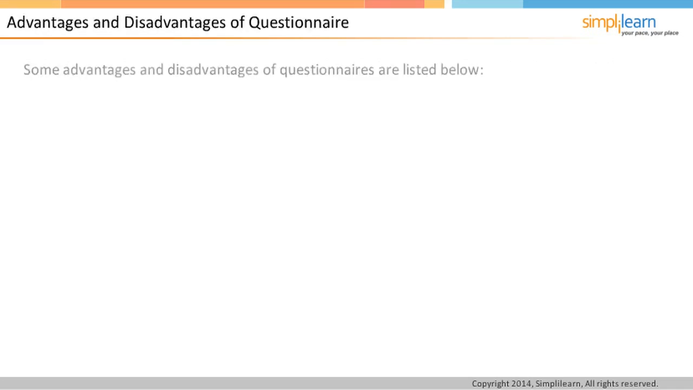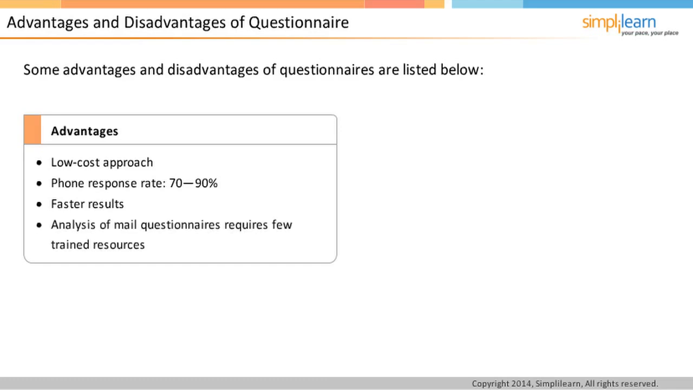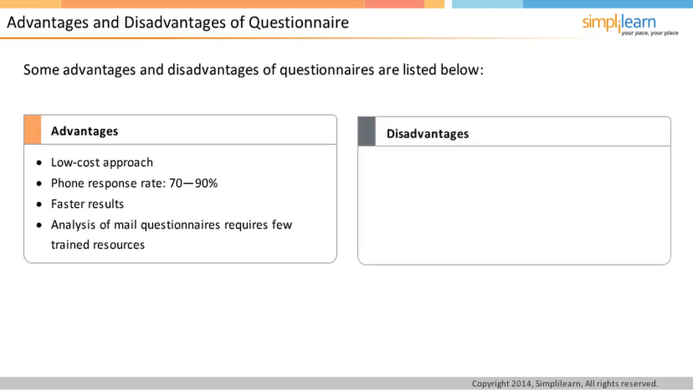Let us discuss the advantages and disadvantages of questionnaires in this screen. The advantages of a questionnaire are that it costs less. The phone response rate is high, anywhere from around 70 to 90%, and it produces faster results. Also, analysis of mail questionnaires requires few trained resources. Questionnaire is a method used to gather data.